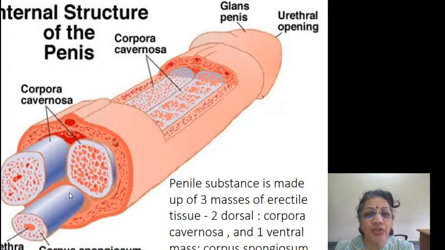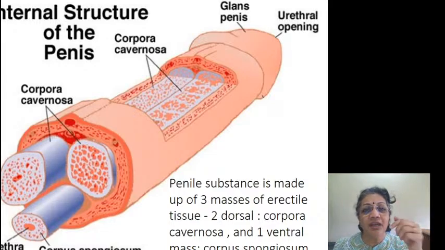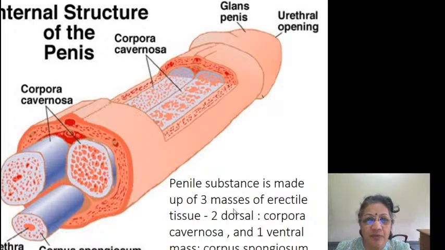The other two, the corpora cavernosa, are a cavernous tissue, as the name suggests, which are capable of getting filled up with blood if the venous return is impeded. So if the venous return from the penis is impeded, these corpora cavernosa will fill up with retained blood, and that will make the corpora erect and stiff, and therefore will erect the organ itself. So the penile substance is made of these 3 masses, 2 dorsal corpora cavernosa and 1 ventral corpus spongiosum.